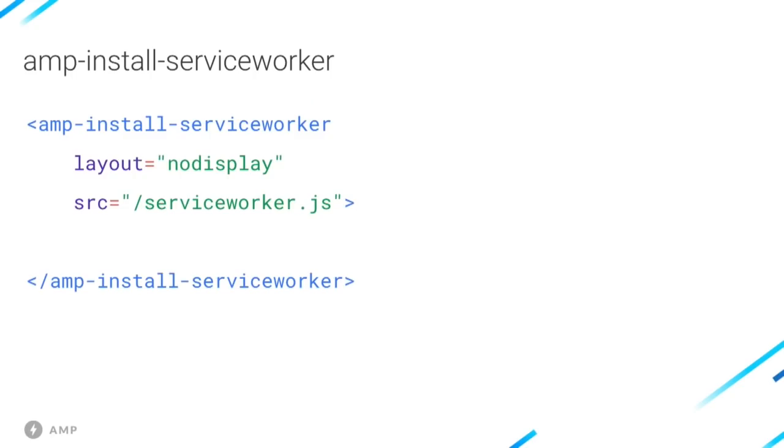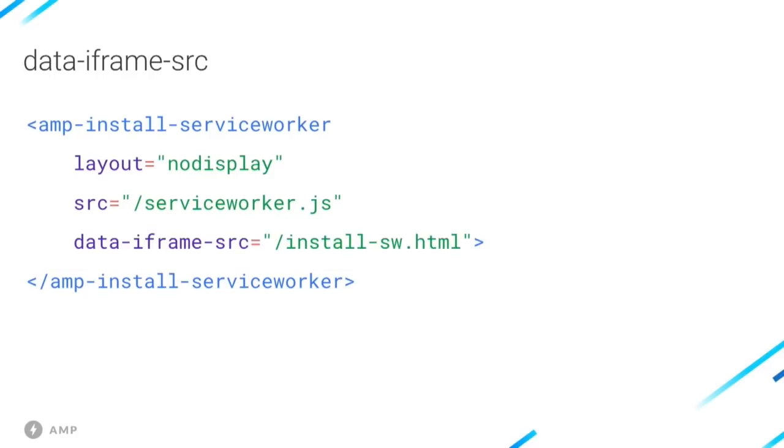So service workers can give developers more control over cached content, allowing even further improvements. The AMP install service worker allows service workers to be installed from AMP pages. And the data-iframe-src attribute loads an iframe from the origin that can be used to install the service worker and bootstrap the site, even when the AMP is loaded from an AMP cache.